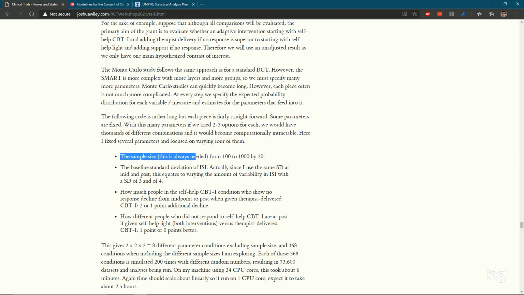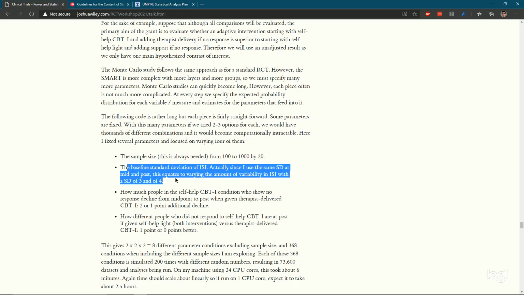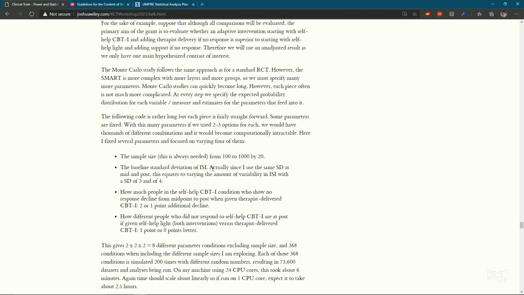The first one is the sample size. We always need to vary the sample size because we don't know exactly what sample size we need for adequate power. The next one is the baseline standard deviation of ISI. And actually, in the code that I do, I'm basically using the same standard deviation for ISI at baseline, mid, and post. And so this equates to varying the amount of variability in ISI. And the 2 standard deviations I'm going to try are 3 and 4. So some variability, some more.